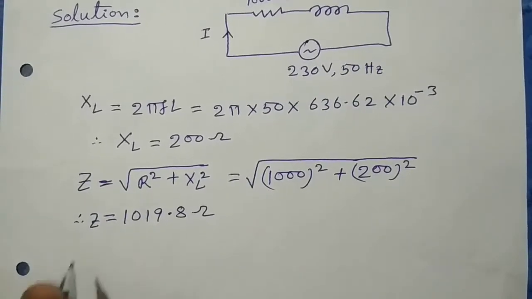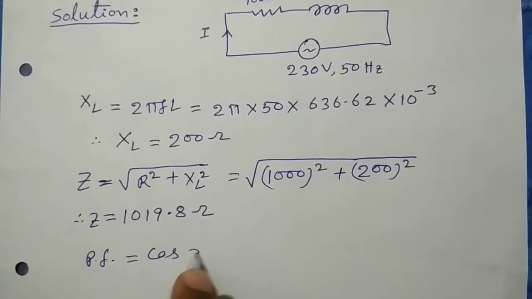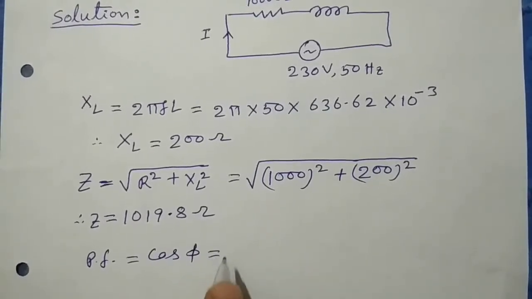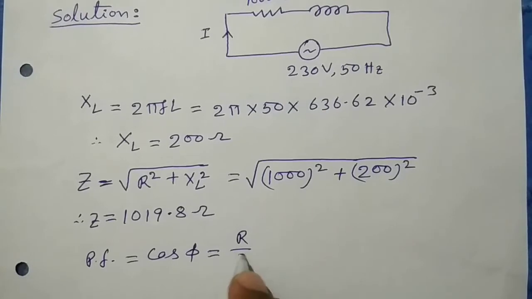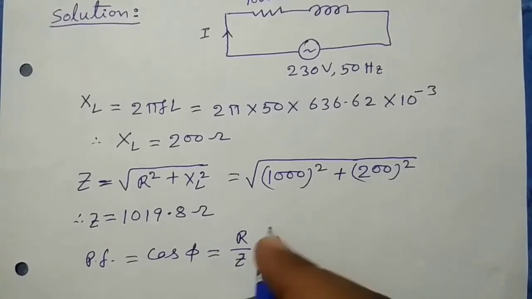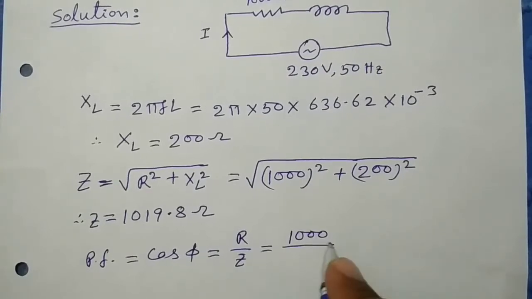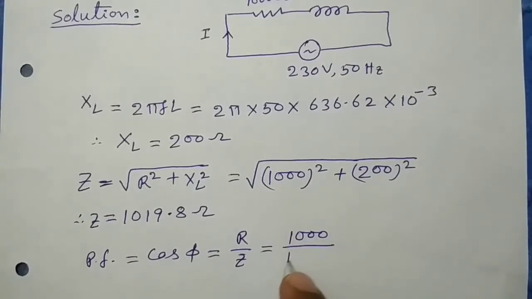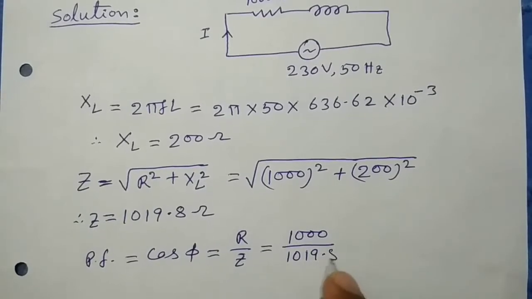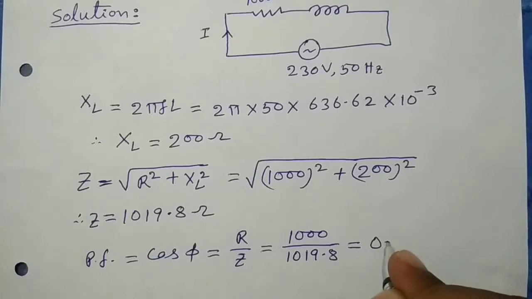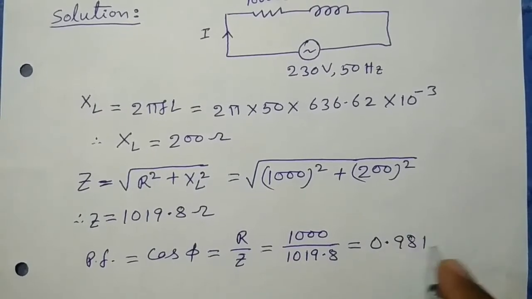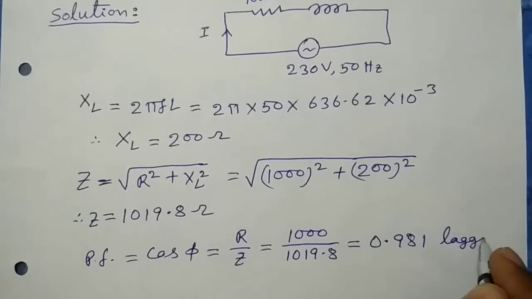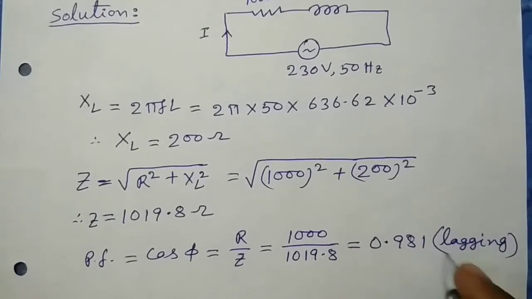The power factor of the circuit is cos phi and it is represented as R upon Z, where the value of R is 1000 given and the impedance we have calculated 1019.8. So finally the power factor will be 0.981 lagging. So this is the power factor of the circuit.